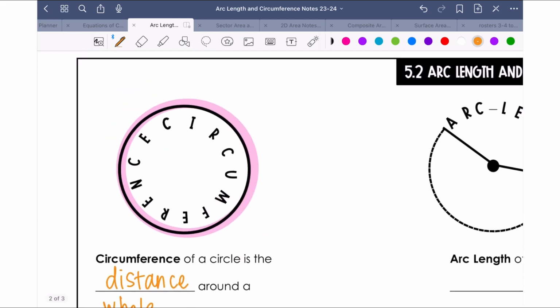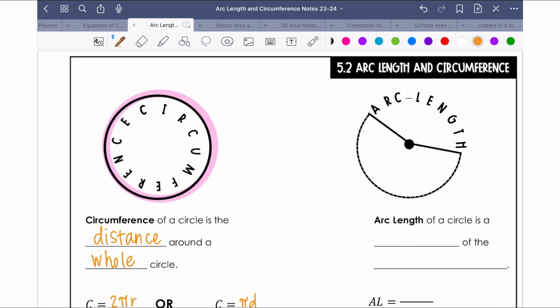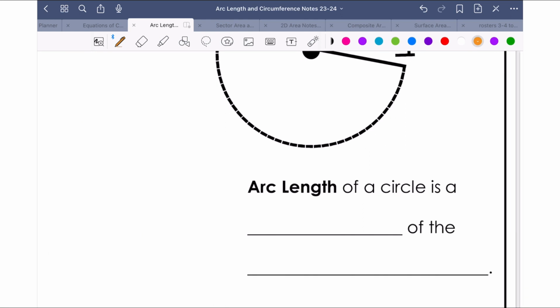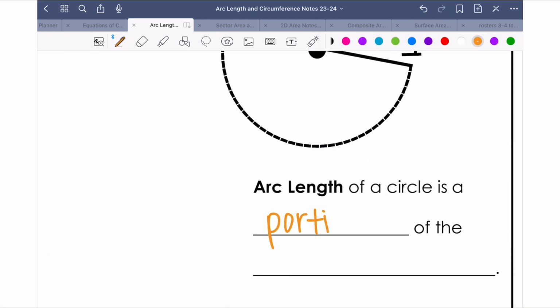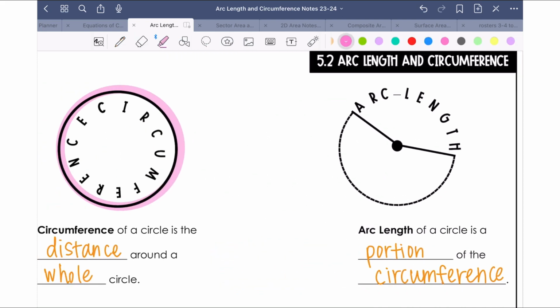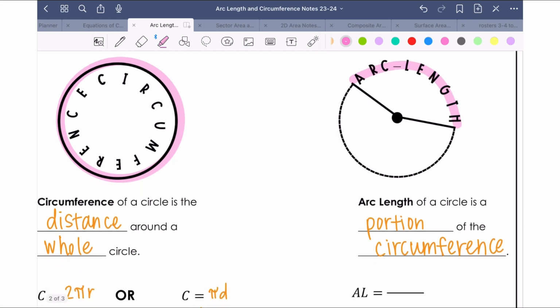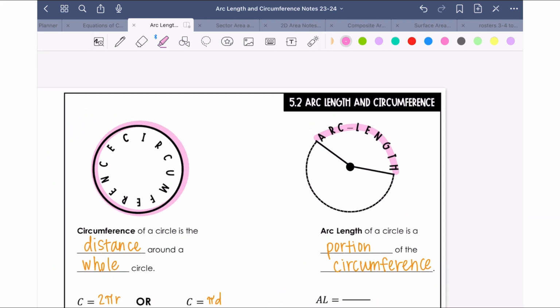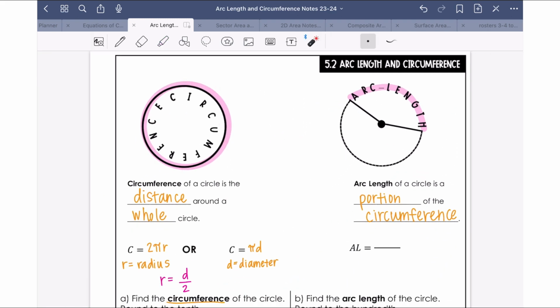Let's do arc length. Okay, so circumference was the distance around the whole circle. Arc length is a portion of the circumference. It's a portion of it. So I'm not looking at the whole circle, just a portion. So that's why here it would just be this section, just to give you an idea, okay? So it's just a portion of the circumference, not the whole distance, just one section. And we're looking at the arc length, not the degrees, the length, okay?